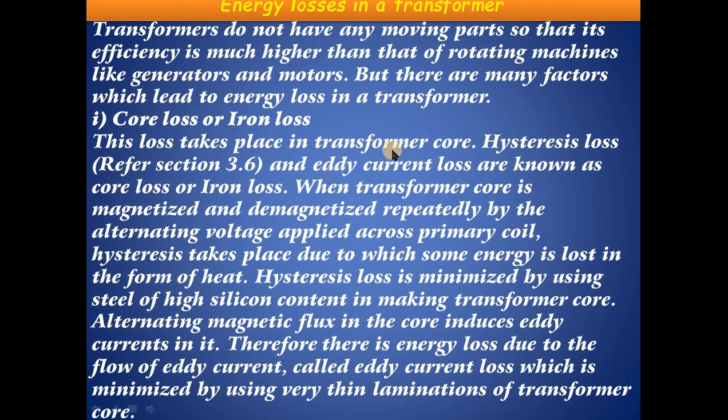So, eddy current losses and hysteresis losses are known as core loss or iron loss. When the transformer core is magnetized and demagnetized repeatedly by the alternating voltage applied across the primary coil, hysteresis takes place, due to which some energy is lost in the form of heat. Hysteresis loss is minimized by using steel. Please note it down, this is a very important point. Hysteresis loss is minimized by using steel of high silicon content in making the transformer core.